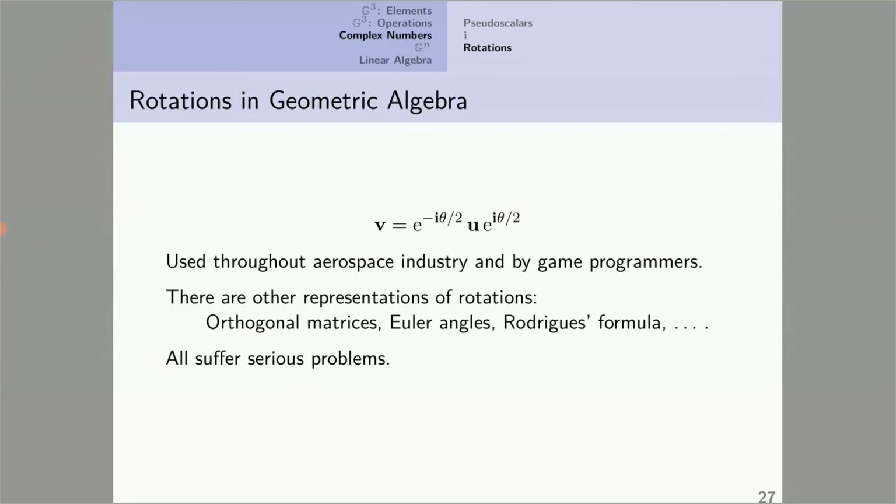For example, if you give me the axis of rotation or the plane of rotation, together with the scalar angle of rotation, it's not so easy to write down the orthogonal matrix representing that rotation. Whereas, if you give me the axis of rotation or plane of rotation together with theta, I can immediately write down the formula above. Euler angles suffer from a phenomenon called gimbal lock. In addition, the geometric algebra formula is the best formula known numerically.